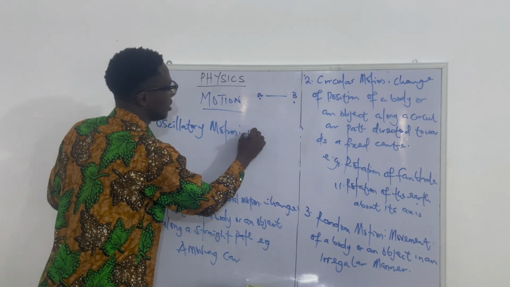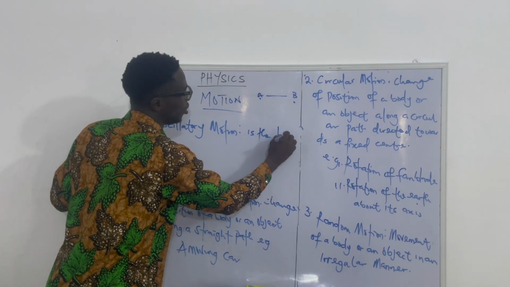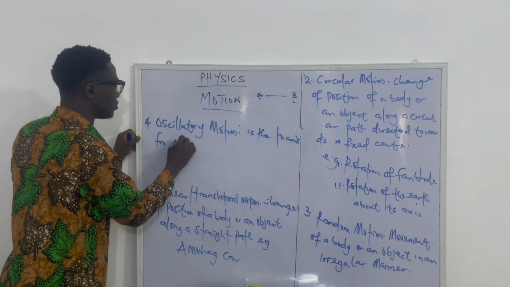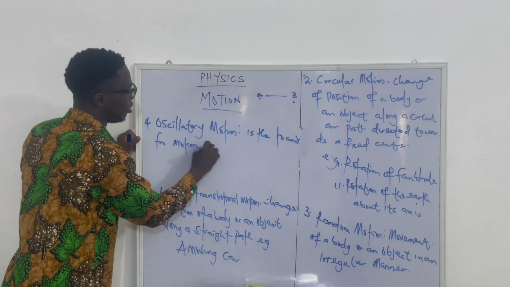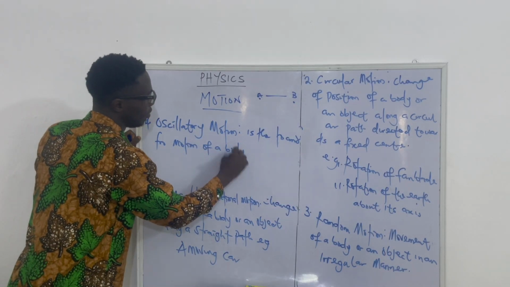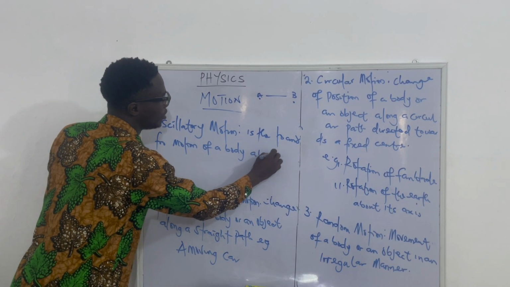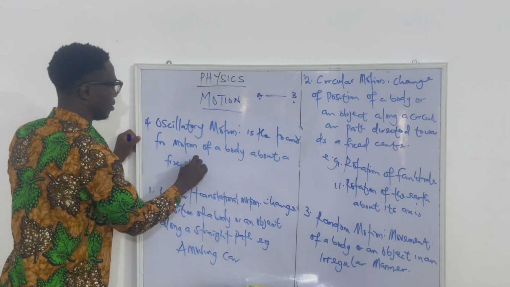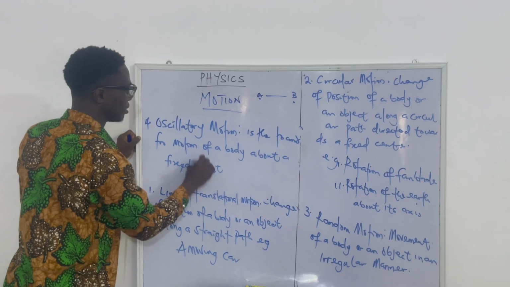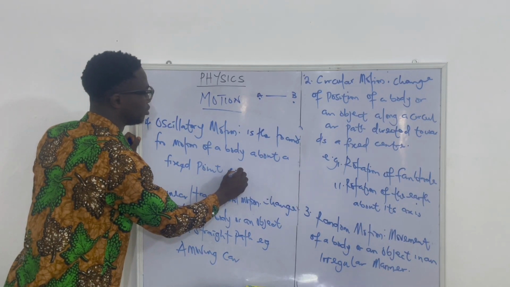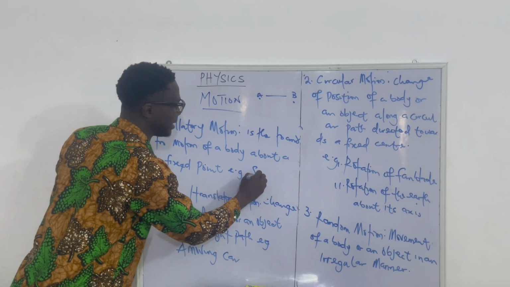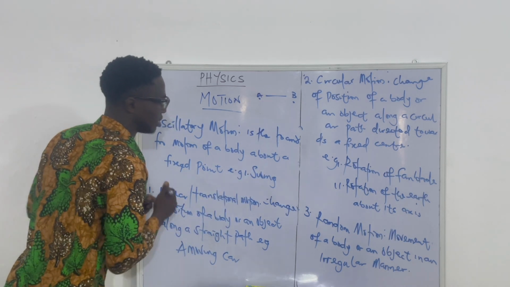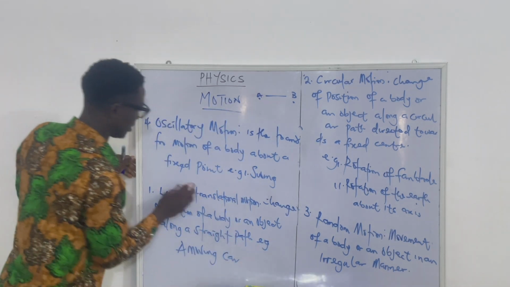Oscillatory motion is the to and fro motion of a body about a fixed point. An example is the motion of a swing.